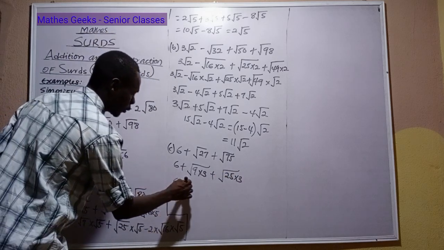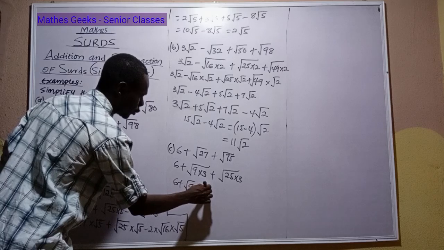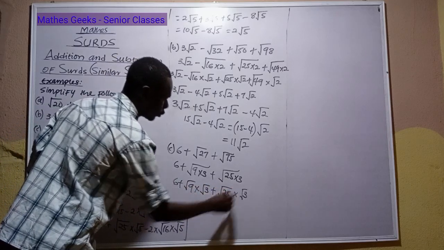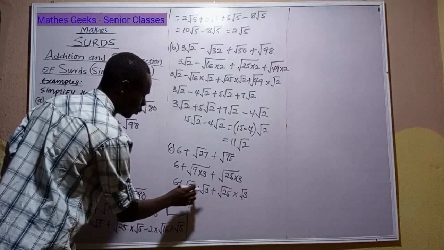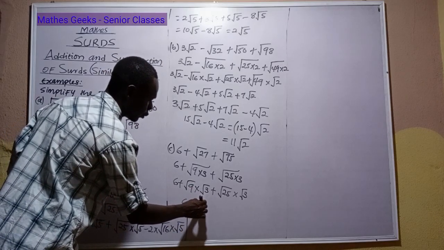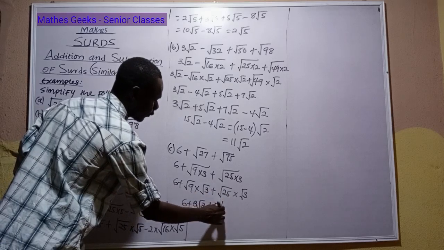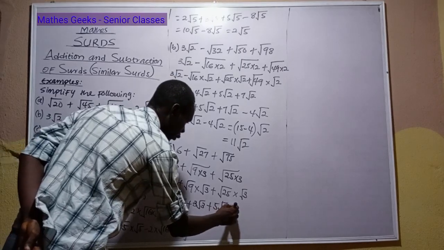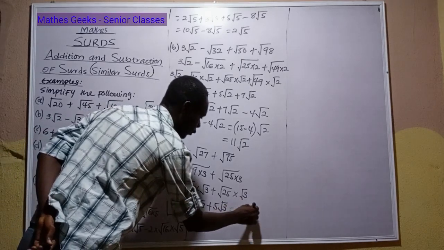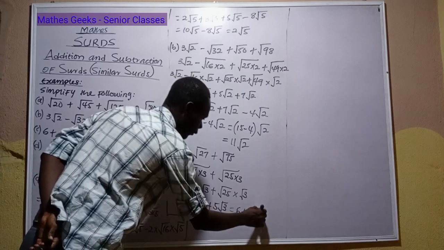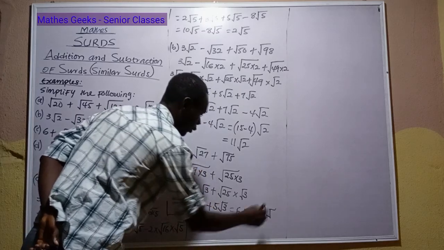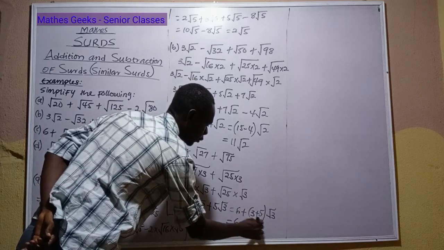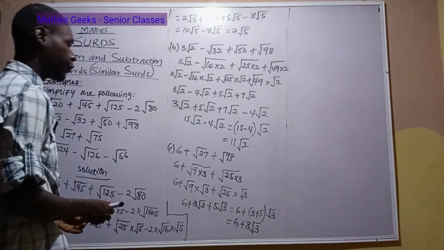And this will give us 6 plus root 9 times root 3 plus root 25 times root 3. This gives us 6 plus root 9 is 3 root 3 plus root 25 is 5 root 3. So we're going to add: 3 plus 5 is 8 root 3, so this is 6 plus 8 root 3, and that's our final answer.